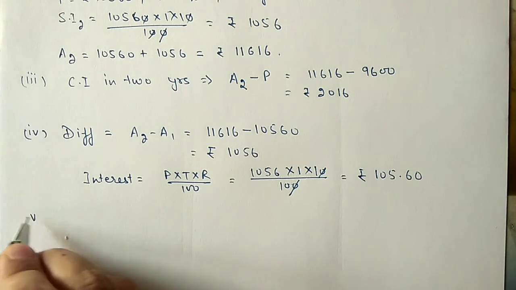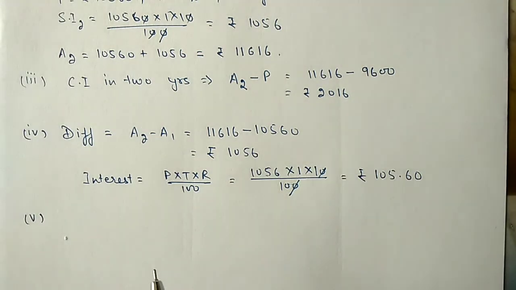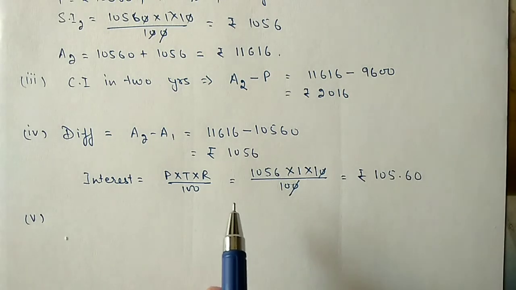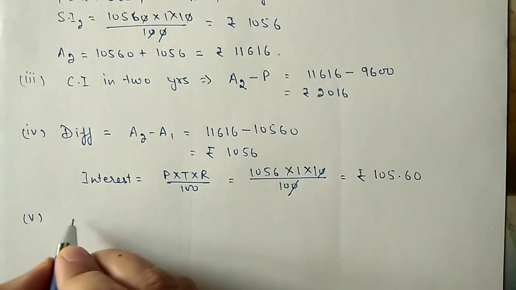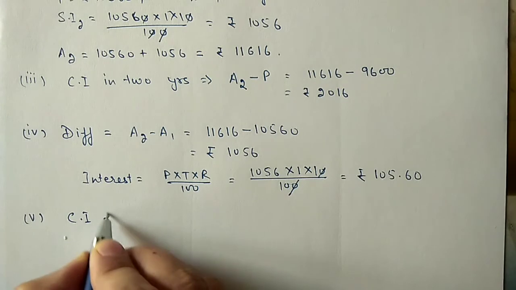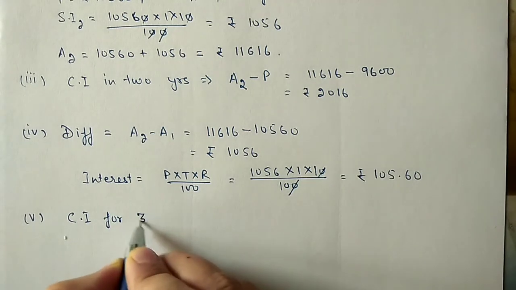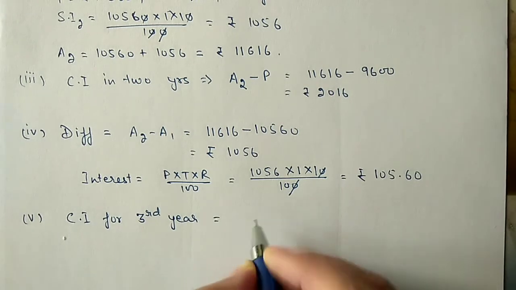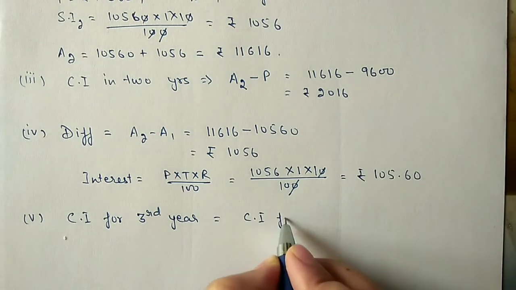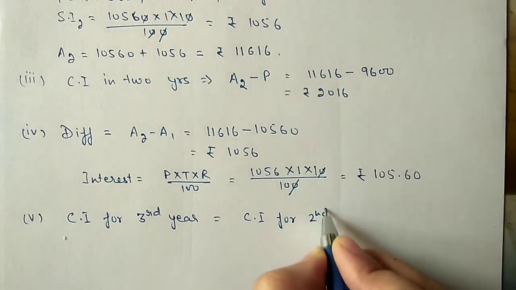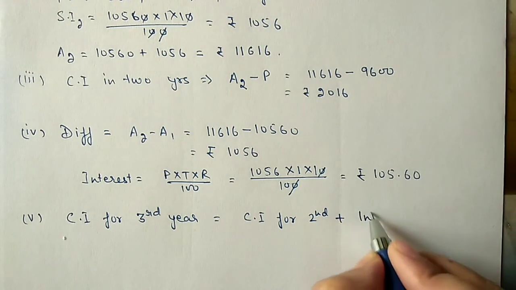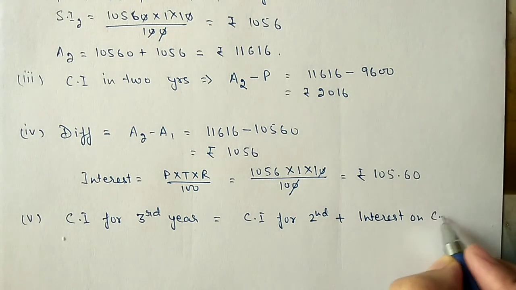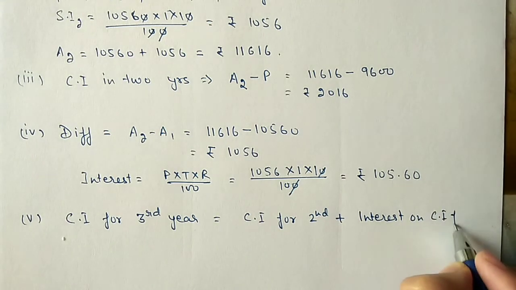Now fifth part, hence write down the compound interest for the third year. Now with the help of this we have to find out the compound interest for the third year. So compound interest for the third year is equal to compound interest for the second year plus interest on compound interest for the second year.